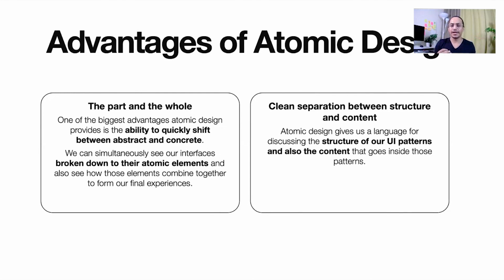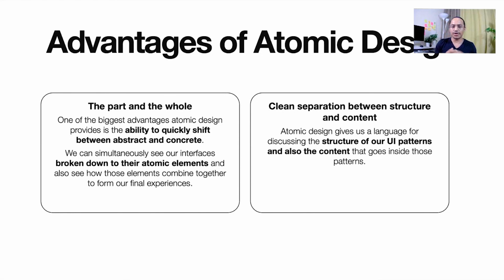So you can easily see, right? When you are on a page, you can easily figure out, oh, this particular section is just the atom. These three things make up the molecule, and these five, six things are making up the whole page. So you can easily start figuring out once you have the understanding of how this atomic design works. Clear separation between structure and content.